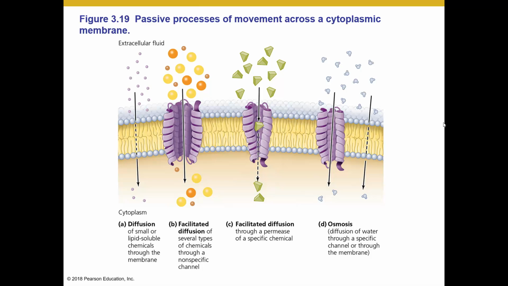This figure shows the three types visually. Molecules passing directly, simple diffusion. Molecules passing through a helper protein, facilitated diffusion. Water crossing through special channels called aquaporins, osmosis. Notice that all arrows go from high concentration to low. That's the key idea. Mini check: does diffusion require ATP? Answer: no.